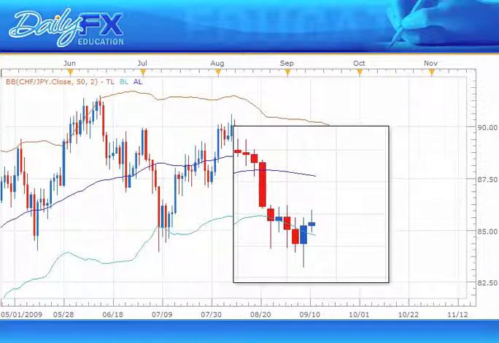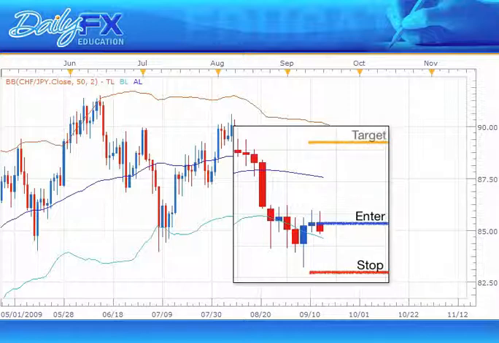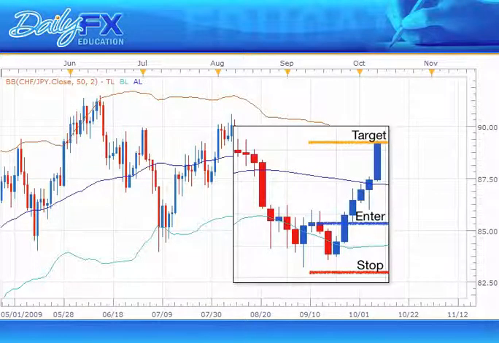So we enter again on the open of the next candle, since this blue candle closed back inside the lower band as well. Again, we set our stop just below the low of this blue candle and take twice that distance as our profit target. This time the trade works out and our target is hit. Notice that in this two-trade sequence, we incurred a losing trade, yet we still made a net of 160 pips.